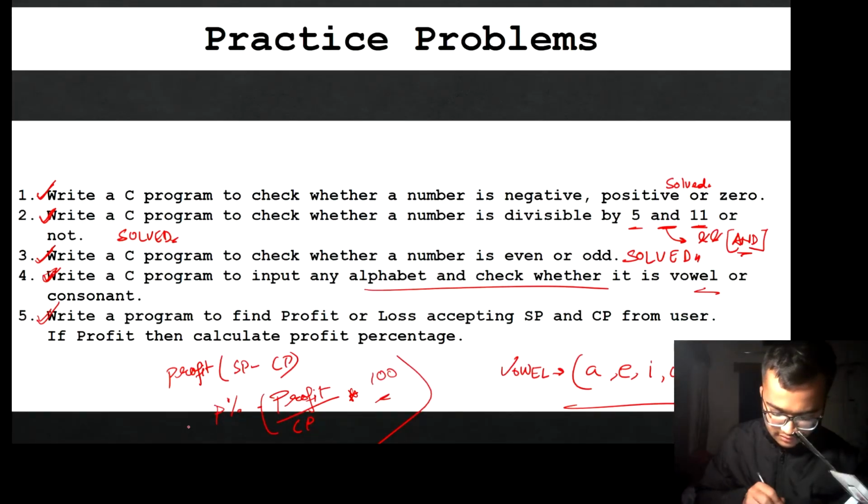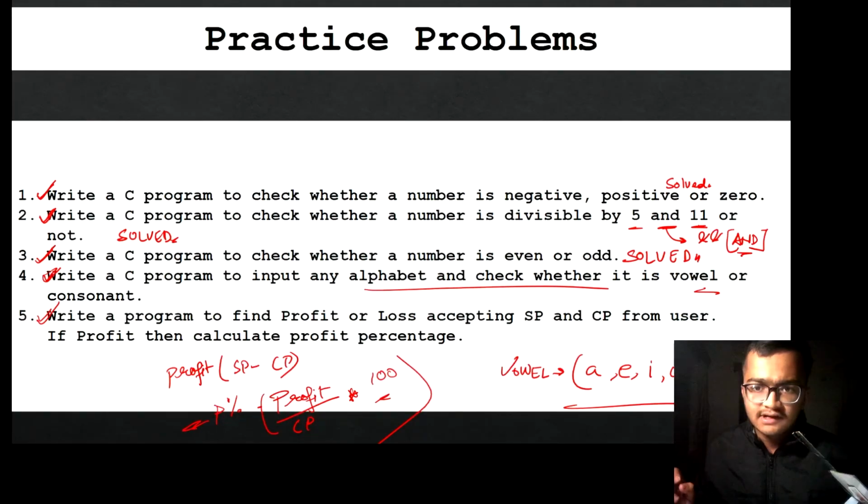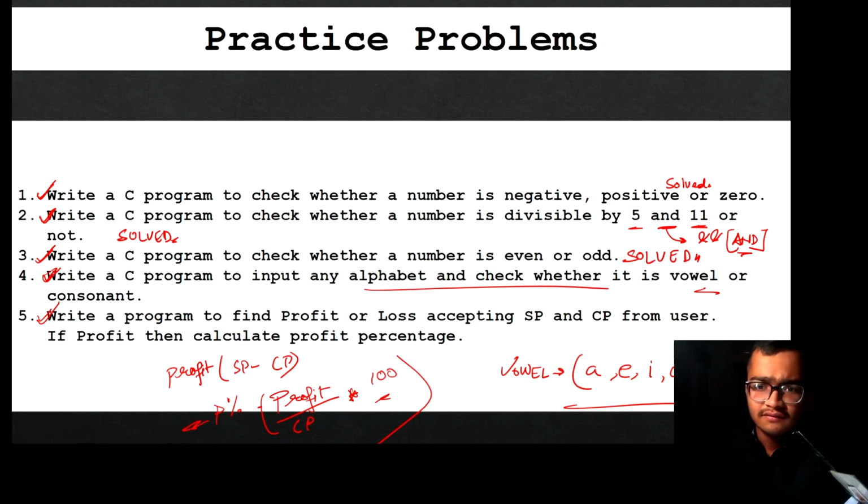Remember, you have to take this profit percentage as a double data type, because there is a possibility of real numbers coming in. So let's do it. What we have to input in this case is CP and SP from the user, that is the sale price and the cost price. So let's go to VS Code.